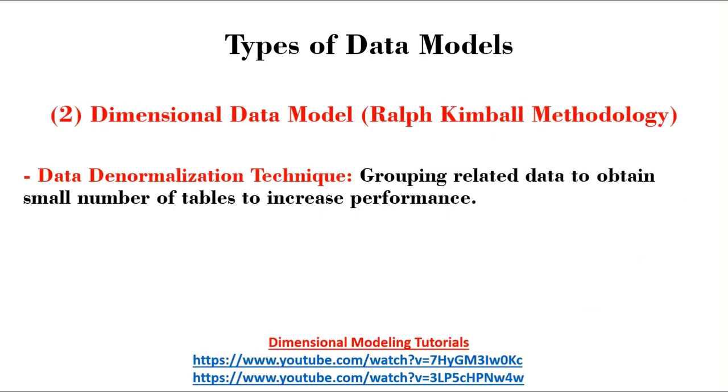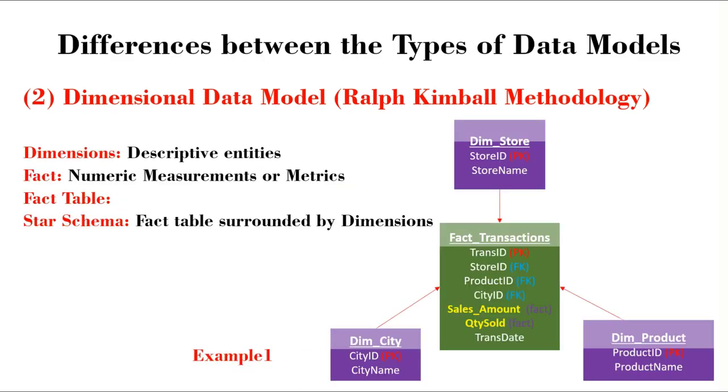The second type of data model is the dimensional data model, which was invented by Ralph Kimball. In this model, we denormalize the data by grouping related data together in order to obtain a smaller number of tables. And by so doing, we increase performance. Under the dimensional data model, we have to identify what we call dimensions. Dimensions are descriptive entities. So, for instance, store is a descriptive entity, and also product. All the attributes for product are descriptive, and city. So these are called dimensions.